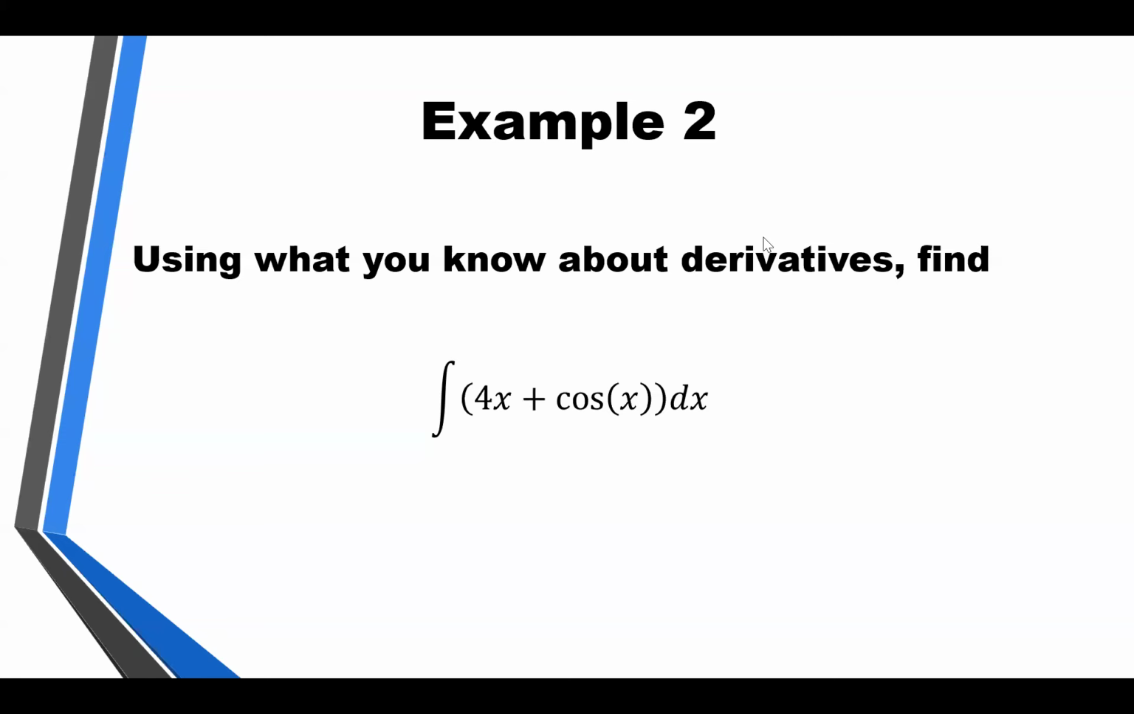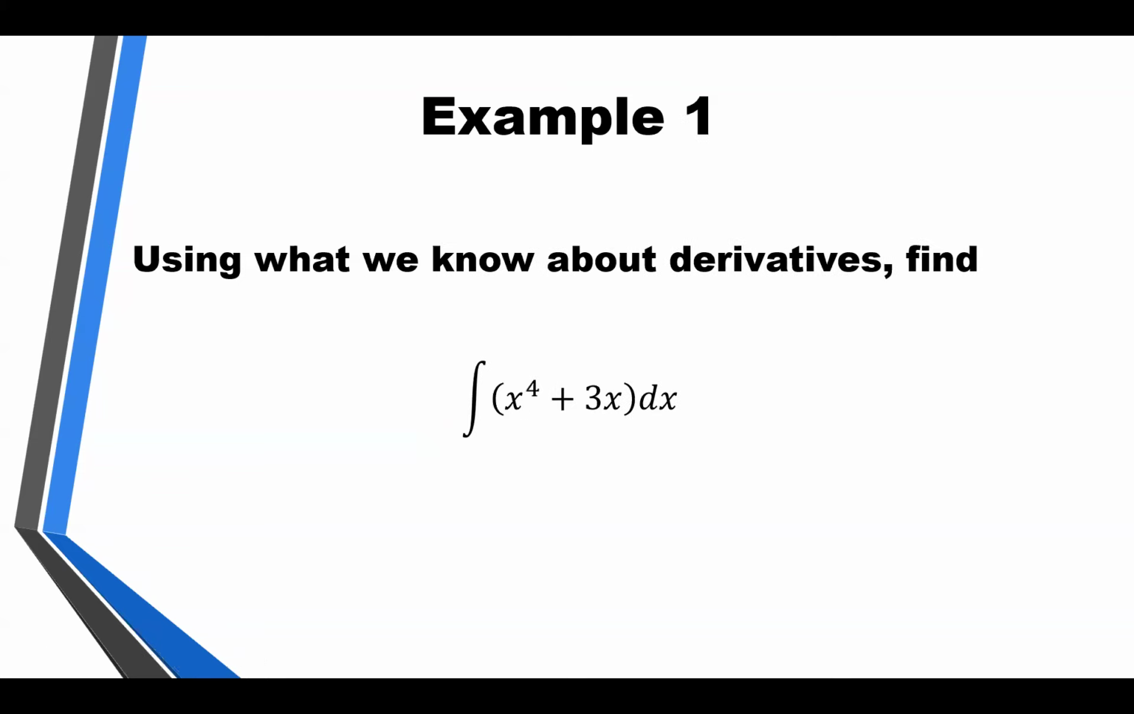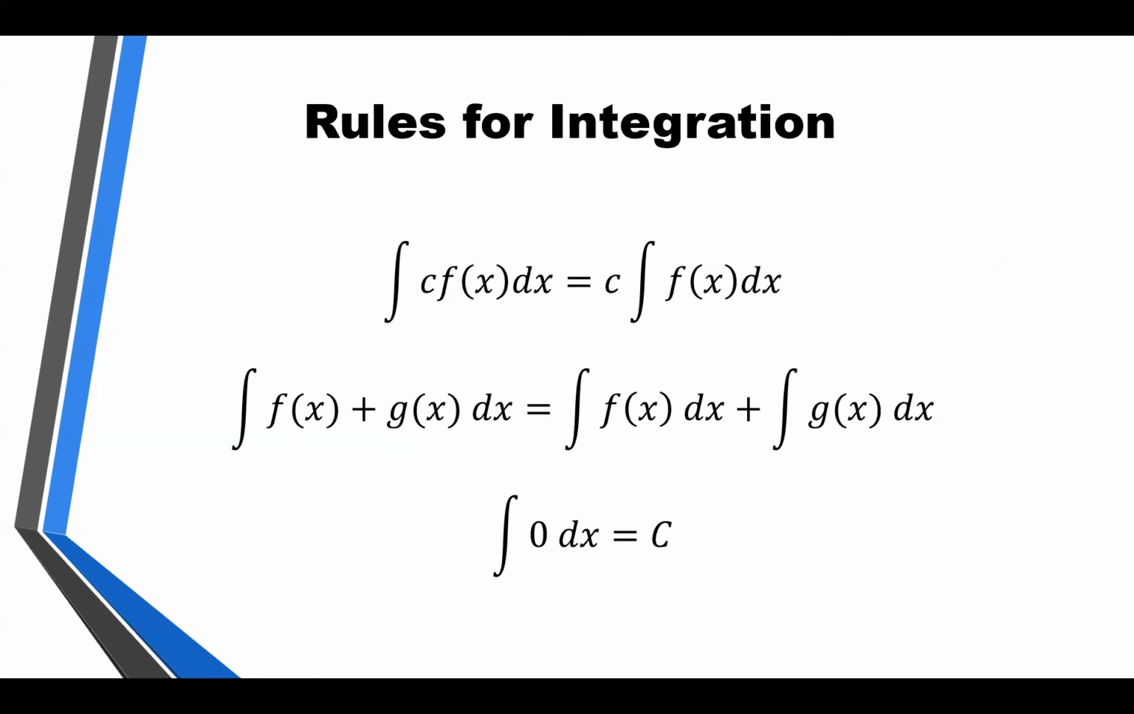Now, utilizing those concepts, the idea that antiderivatives are the reverse of derivatives, we can get some rules for integration. These are going to be analogous to our rules for differentiation, that is taking a derivative, but just in the opposite direction. So for instance, if we want to integrate a constant times a function with respect to x, we can pull that constant out front and say that's going to be the same as the constant times the integration of that function.